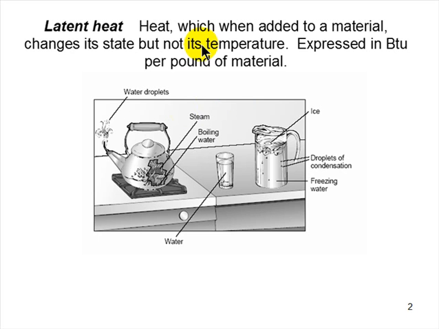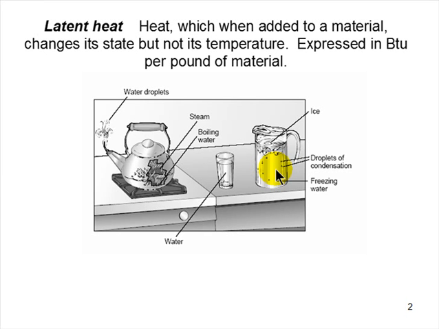Latent heat, what the heck are we talking about? Changes its state but not its temperature. Well, all things exist in one of three states, and not simultaneously. It's either solid, liquid, or vapor. Everything, I don't care what it is. Some things don't exist in all states. Wood is a solid. It can become a vapor when you burn it, but it's never a liquid, not in our universe. Ice at 32 degrees and immediately melted ice, which is now water at 32 degrees, are the same temperature, but one's a solid and the other's a liquid.